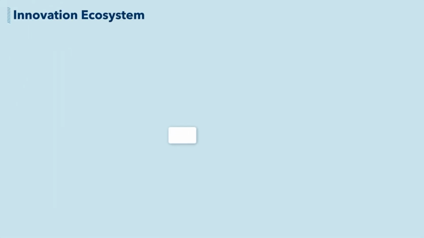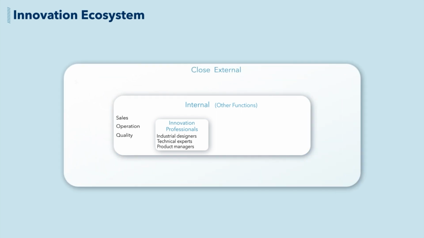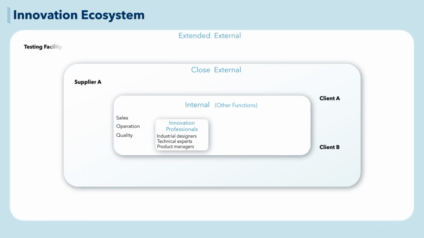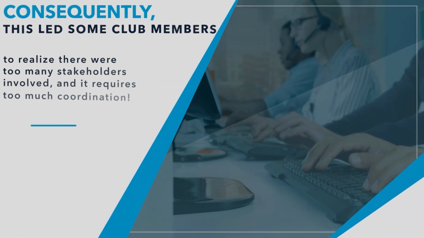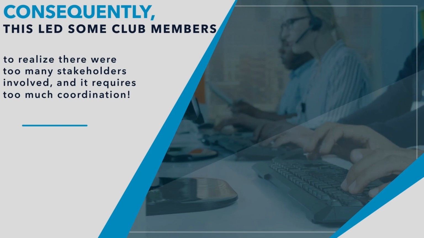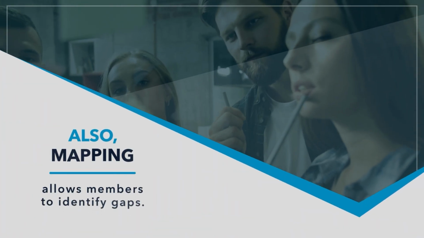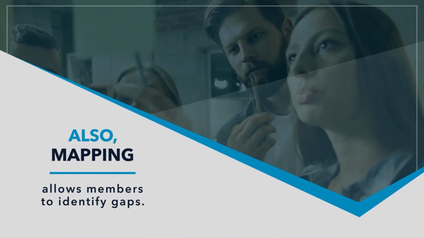During steps 1 and 2, the mapping serves as a key tool that aids team members in recognizing who is part of the ecosystem. It is designed to better understand the relationships and dependencies of the organizations involved. Consequently, this led some club members to realize there were too many stakeholders involved and it requires too much coordination. Also, mapping allows members to identify gaps.